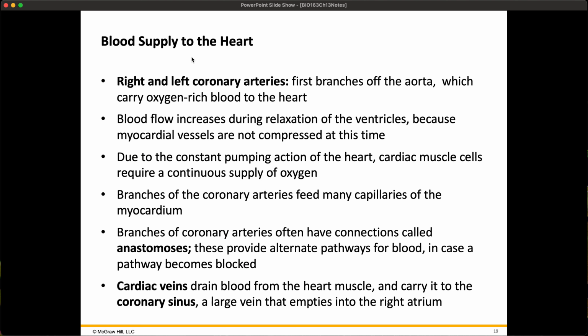Okay, blood supply to the heart. We're just going to look at some heart stuff real quick.